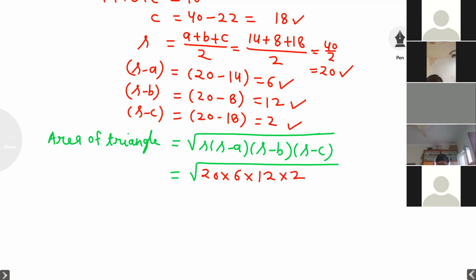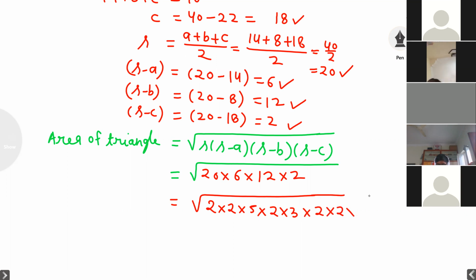How to solve? Already I have explained to you, students. I want to do prime factorization. 2 into 2 into 5. 2 into 3. 2 into 2 into 3 into 2. 20 means 2 2s are 4, 4 5s are 20. 6 means 2 into 3. 12 means 2 2s are 4, 3 4s are 12, and the last is 2.